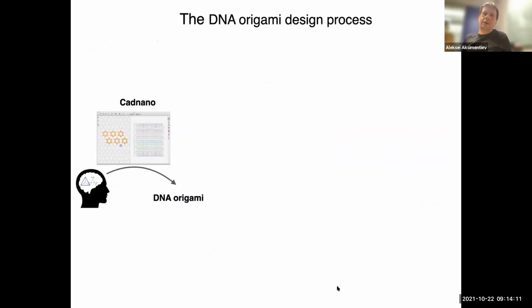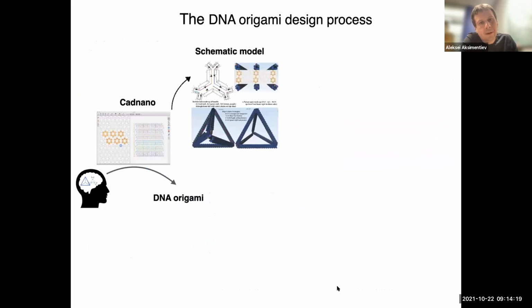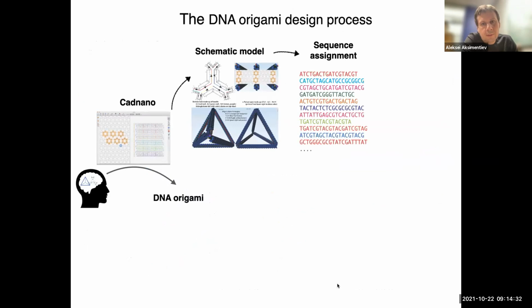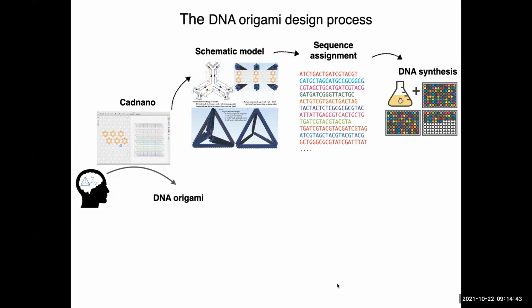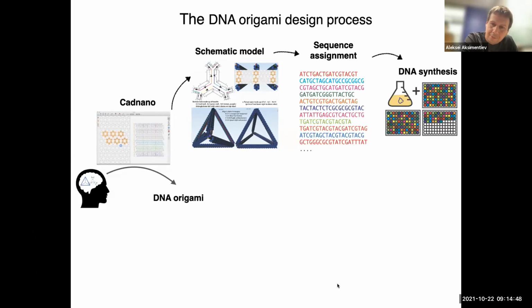So typically the DNA origami process looks like that. You have an idea first, and then you go into CAD nano and you build a structure. You get a schematic model from CAD nano itself. Again, it's idealized, so you have straight helices, right angles, and so on. The software predicts the library of sequences that you need to buy. In principle, this is where you can go and do DNA synthesis. Of course, nobody does DNA synthesis themselves. You just order them.